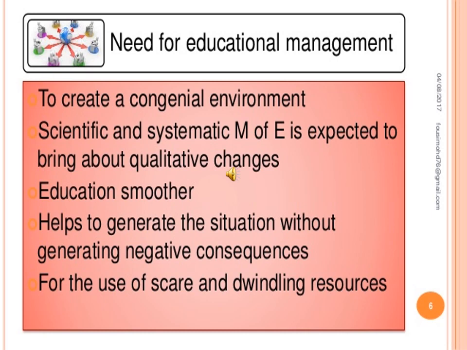So what are the needs for educational management? The first is to create a congenial environment. The second is to have scientific and systematic management of education that will be expected to bring qualified changes, and it will make education smoother, and it will generate the situation without generating negative consequences.